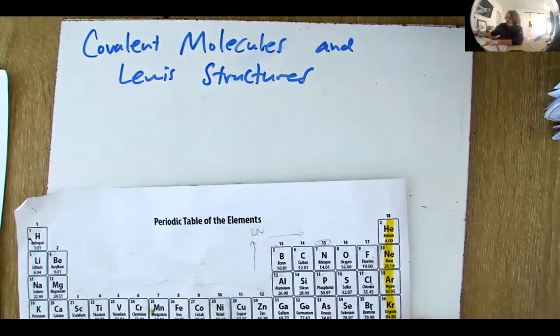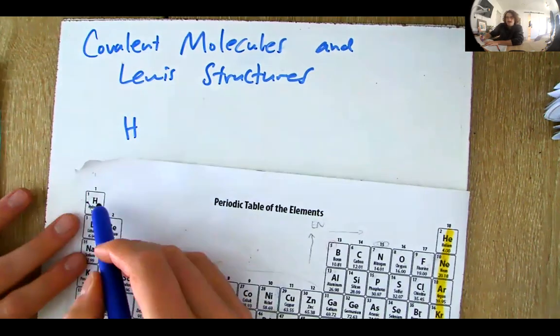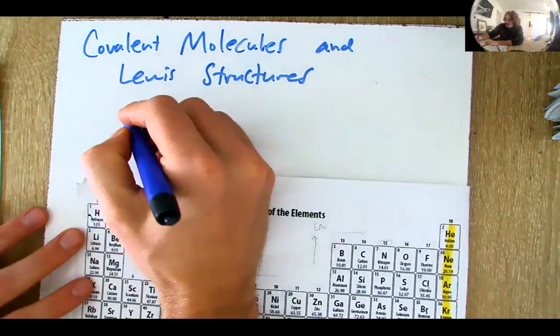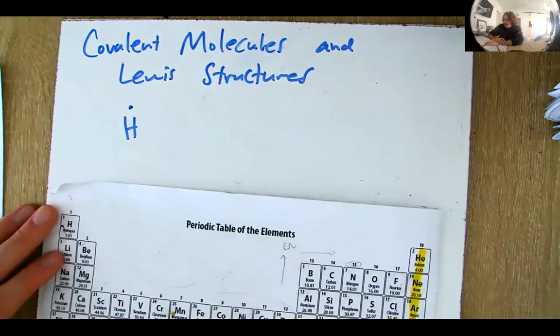So when we draw a Lewis structure for, say, hydrogen, for example, we know that hydrogen is in the first row, so it gets 1 dot. And that's the Lewis structure for hydrogen, right there, boom.